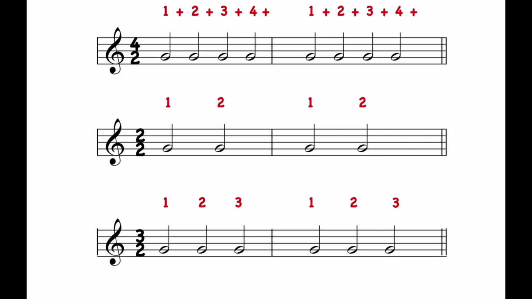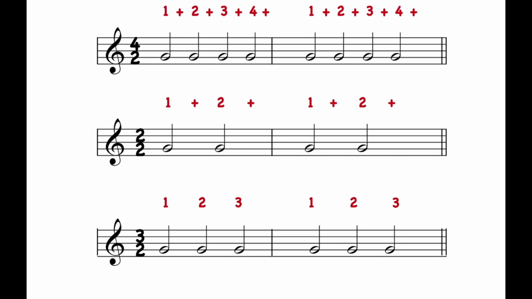1 and 2 and 3 and 4 and 1 and 2 and 3 and 4 and. So it is very similar to the 4/4 time, but because we're using half notes, it's made it slightly slower and given us a slightly more relaxed feel to the piece.